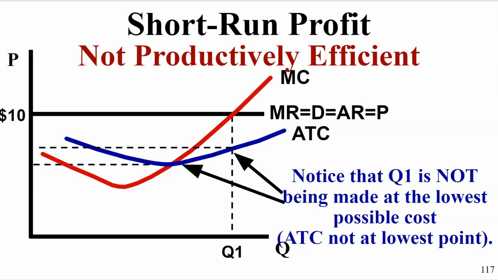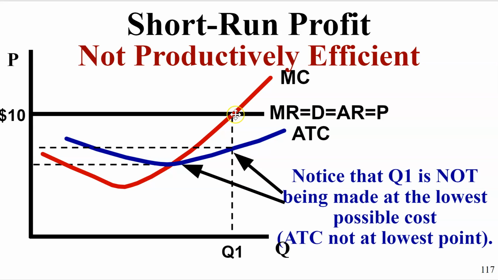In this example, you can see that we are not productively efficient. Notice that MC equals MR, but ATC is not at its minimum meeting MR equals D equals P. So we know that we are not productively efficient here because of that. We're not at the lowest point of average total cost, and therefore it's not productively efficient. It is, however, allocatively efficient in that we are producing at MC equals P.